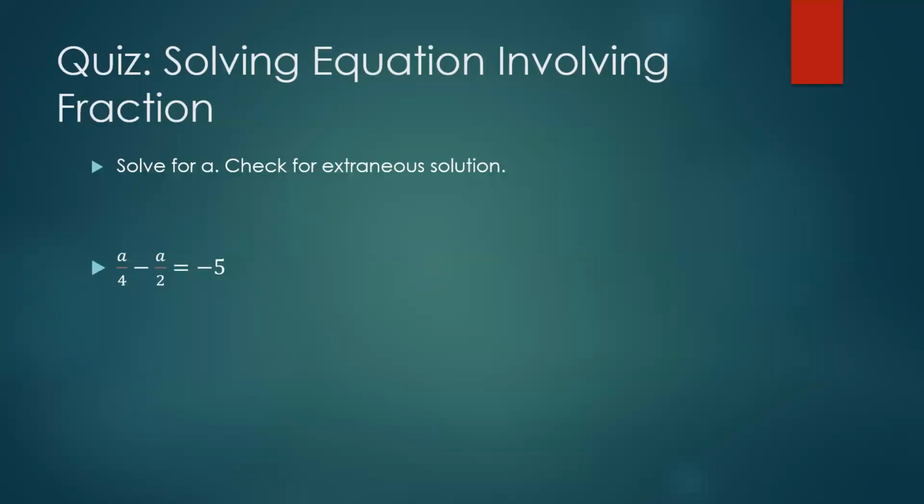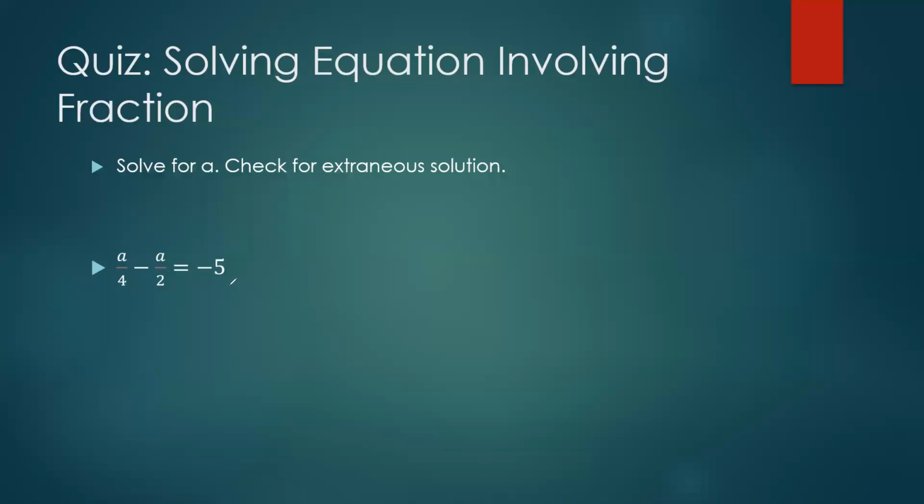Hello, in this video, I will go over the quiz solving equations involving fractions. So yeah, we're gonna go over this quiz. It says solve for A, check for extraneous solution. So we have A over 4 minus A over 2 equals negative 5 over 1.